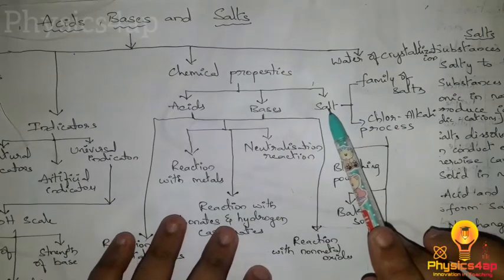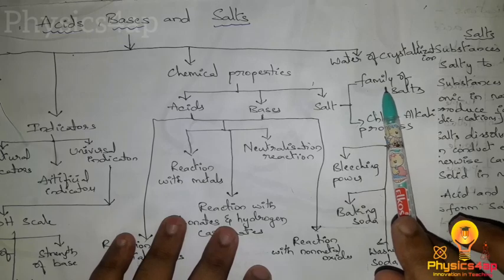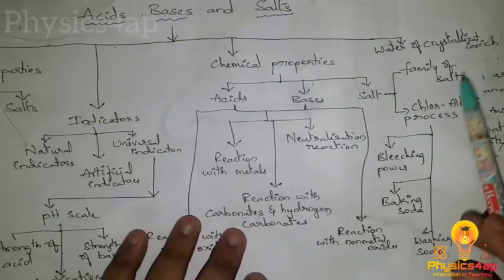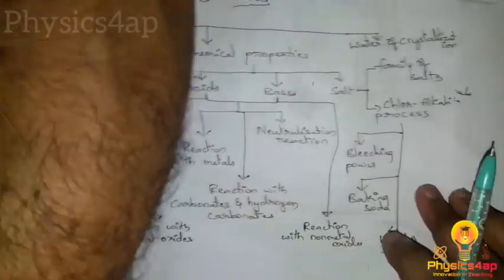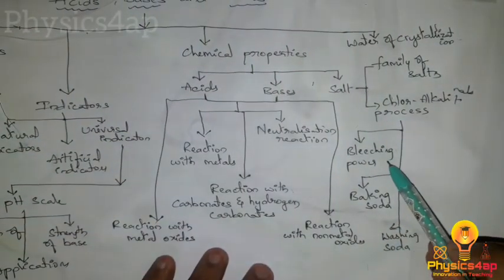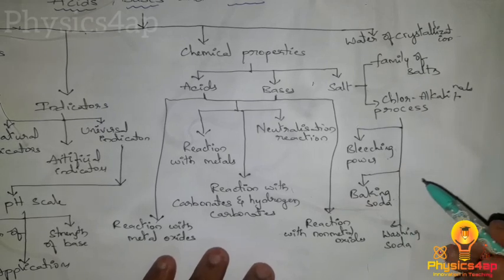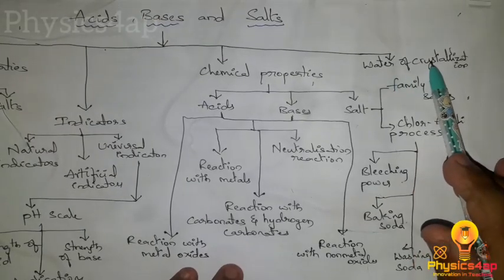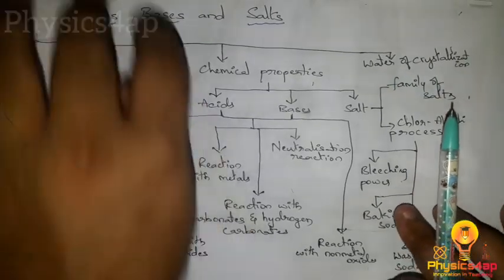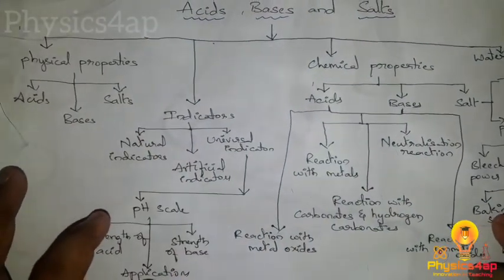And next we'll be discussing the salt chemical properties, that is, the family of salts. Next we'll discuss the chlor-alkali process, and from that the preparation of bleaching powder, baking soda and washing soda, and the applications where we use them. And we'll be discussing the water of crystallization. So this is the overall acid, base and salt chapter which we are going to discuss.